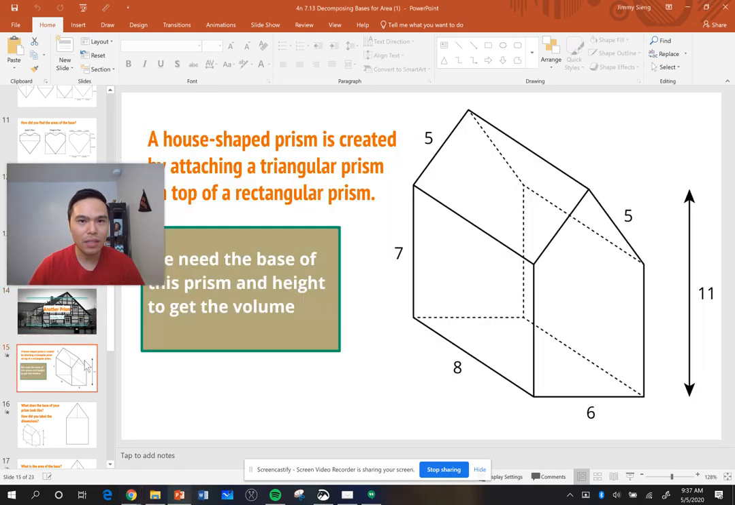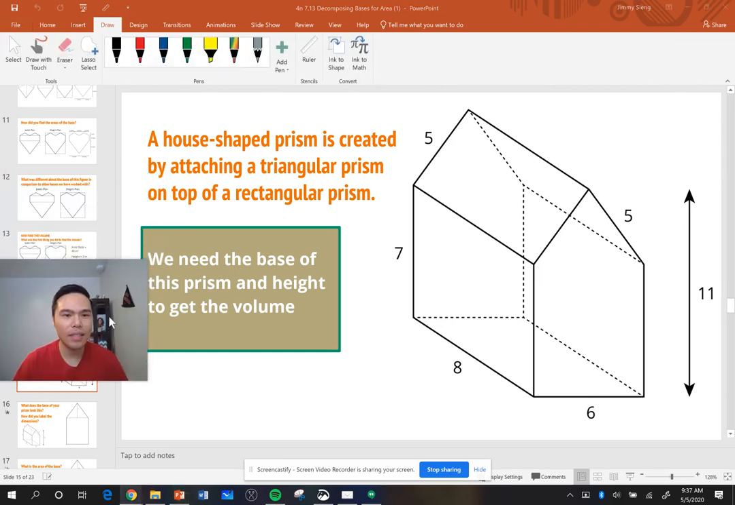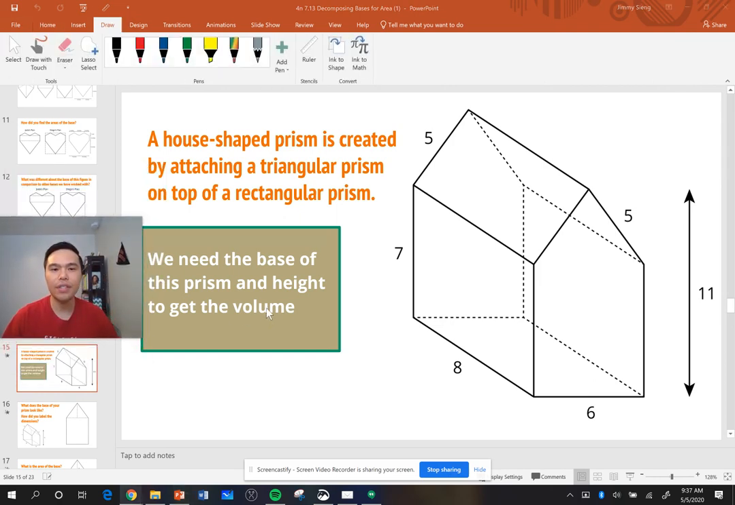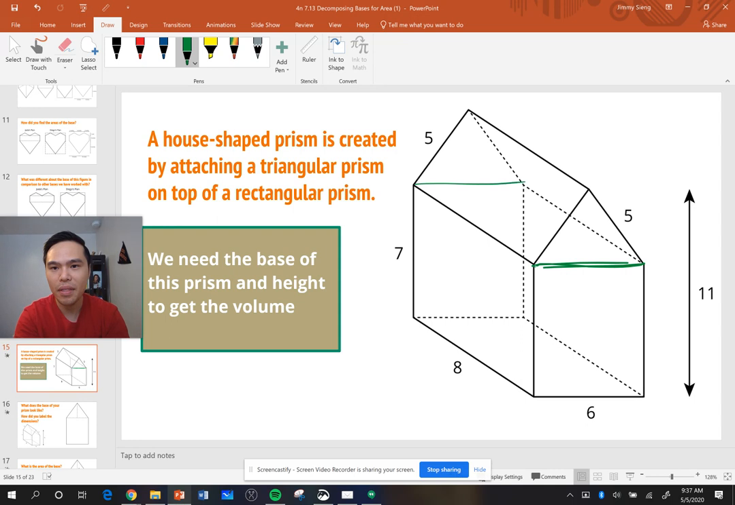Okay, so here's our situation. It looks like we have a house-shaped prism created by attaching a triangular prism and a rectangular prism. So first, we need to understand that there's a triangular prism, which looks something like this up here, and then you have a rectangular prism, which is down here. Do you see that? You have the triangle up, and then you have the rectangle below that. It looks like it's shooting at us, shooting at you, right?